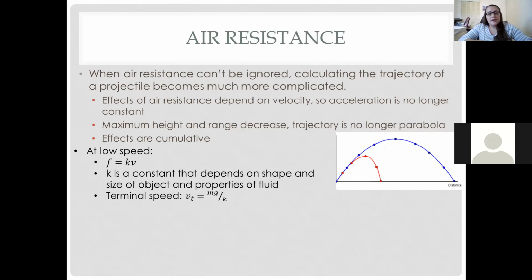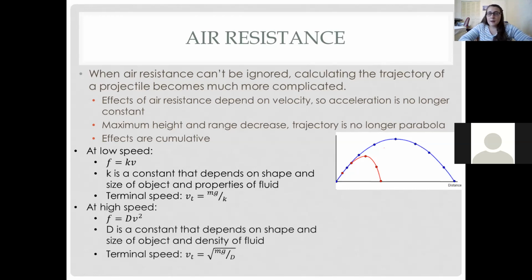But also when we're moving at low enough speeds, our terminal velocity, v_t, is mg divided by k, right? mg comes from the force of gravity because at terminal velocity, the force of gravity is exactly equal to that force of air resistance. So that would be our equation for terminal velocity or terminal speed if we're moving slow enough.